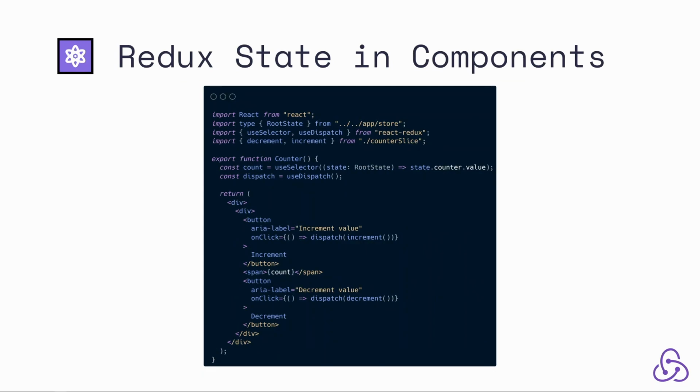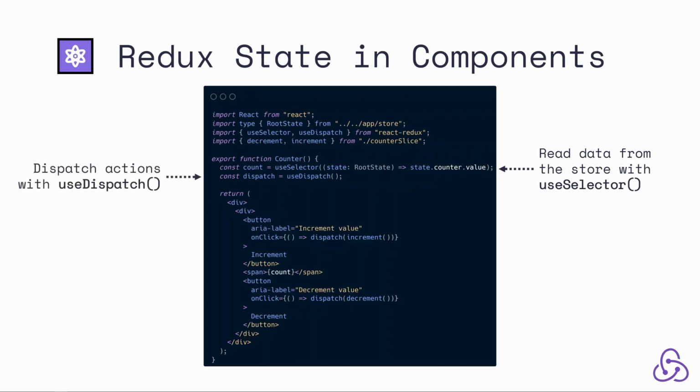Now in React components, how do we use that Redux state? Well, there's two hooks that we'll become familiar with. First is the useSelector hook. This hook subscribes to the Redux store and forces the component to re-render when the selector that we pass in changes. So in this case, whenever the counter value changes, the component will re-render. Next, we have the useDispatch hook. You can use it to dispatch actions as needed.